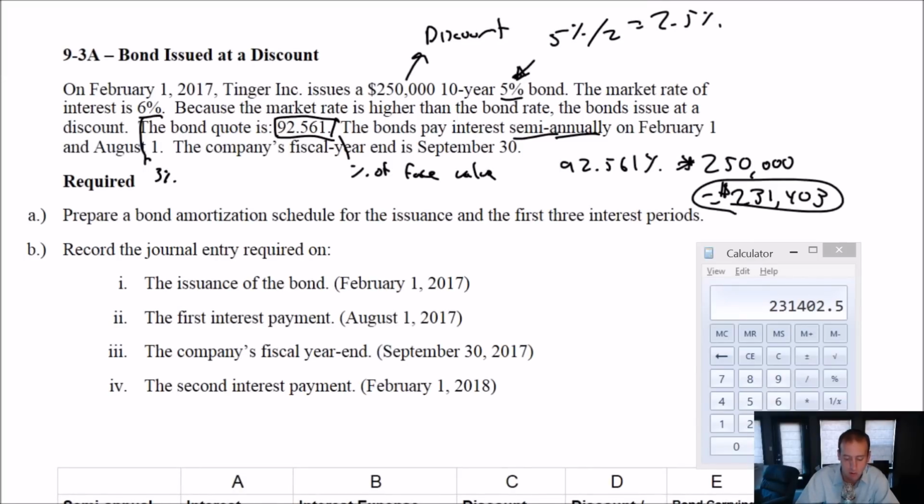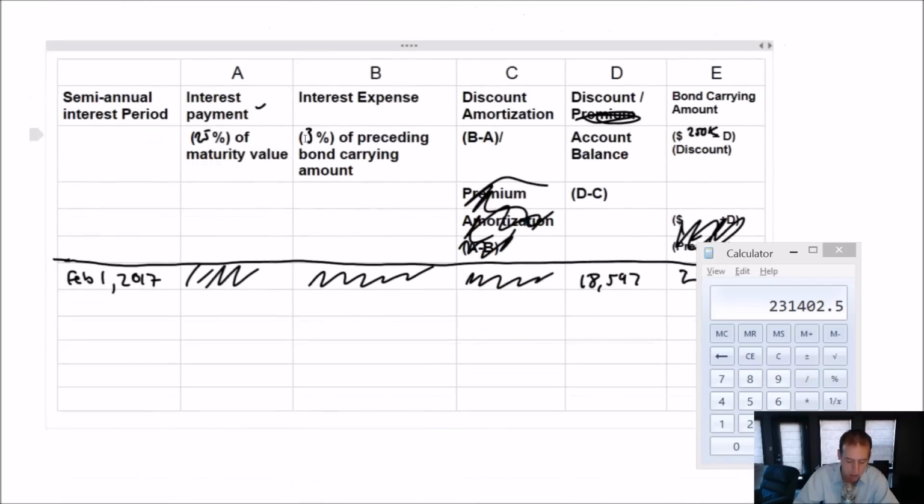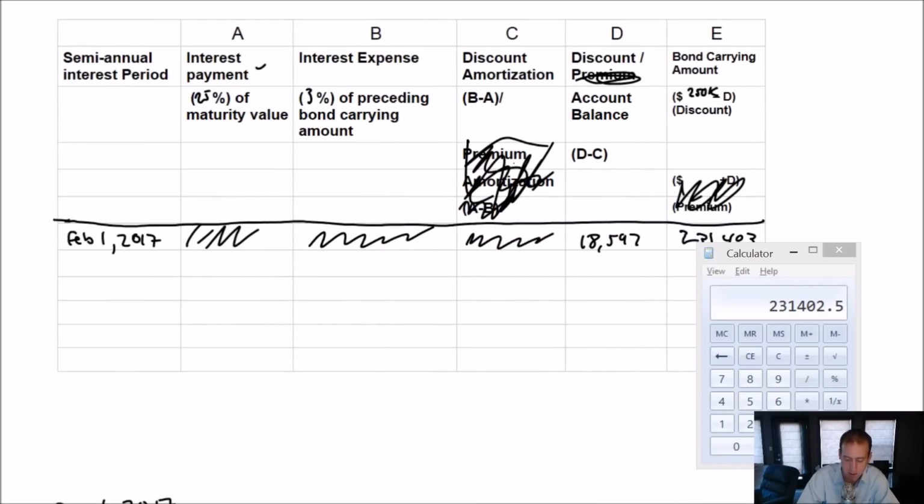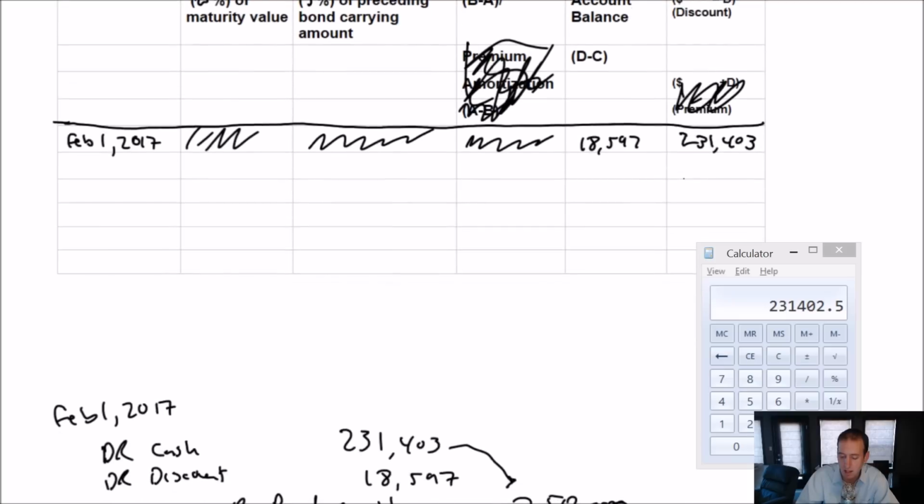We know our bond quote was below 100. We know our market rate was higher than our bond rate. So we know it's a discount. So I just scratch out any reference to premium just to make sure I'm working at a discount. And the bond carrying amount is the face value of the bond minus the discount. So 250 minus 18,000, that's how we got 231.